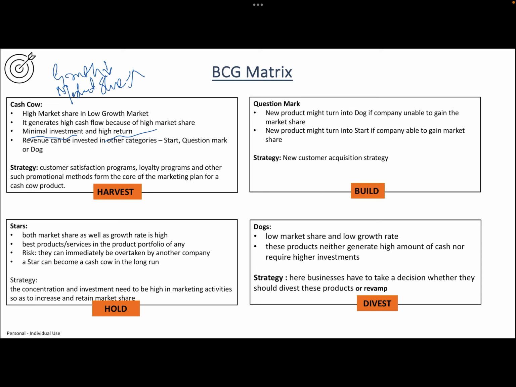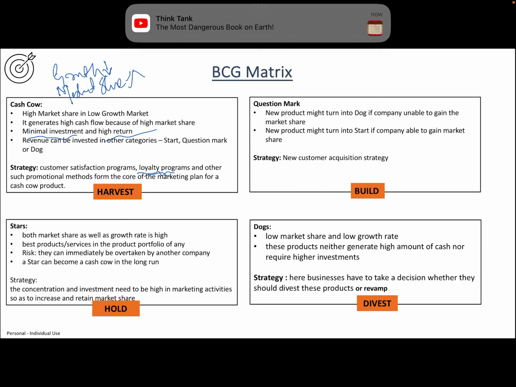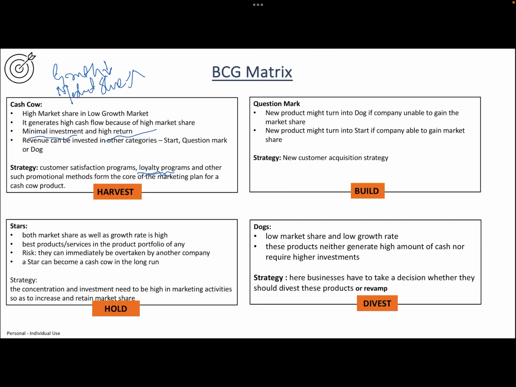And you have to retain your customers because there is no possibility of new customers. So develop some programs for customer loyalty and keep selling the product. That's it. Your only investment is in some promotional tools. Other than that, no research and development.